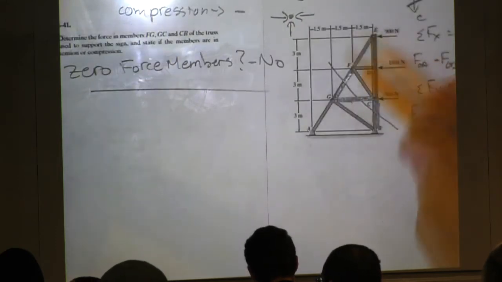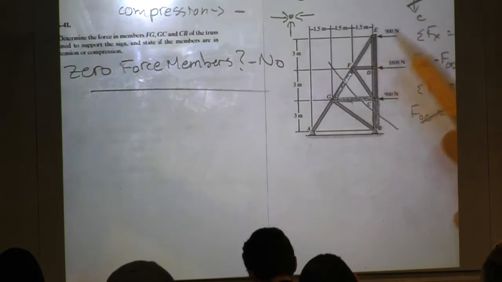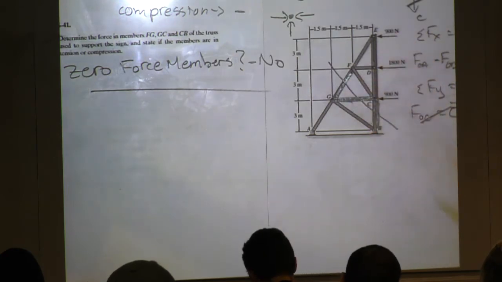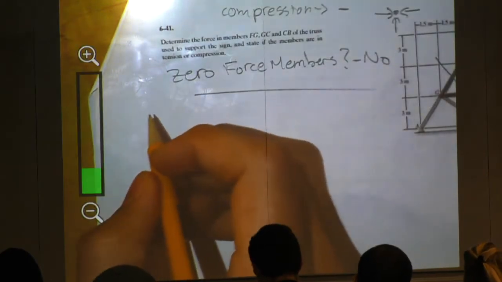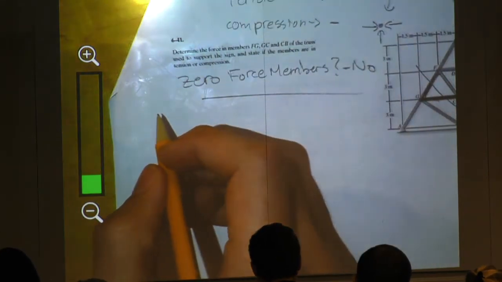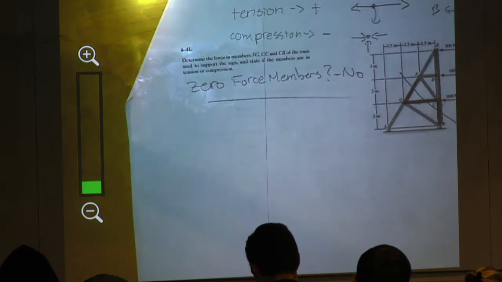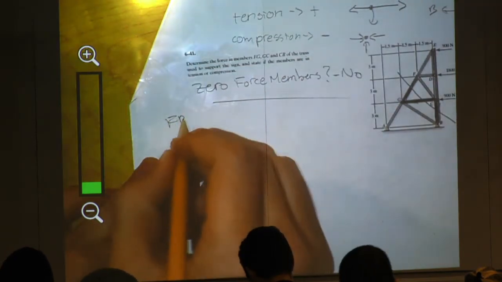So here I want to look at the top, because all I have are these external forces here, and then the unknown forces that I'm going to have there. So that's what I'm going to do. I'm going to draw my free body diagram. Let me zoom out a little bit. All right. Free body diagram.